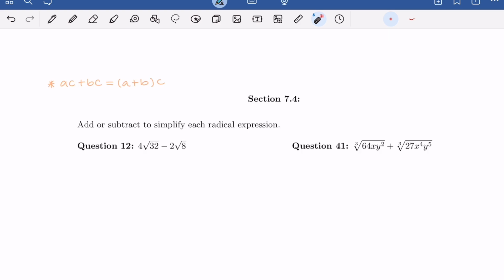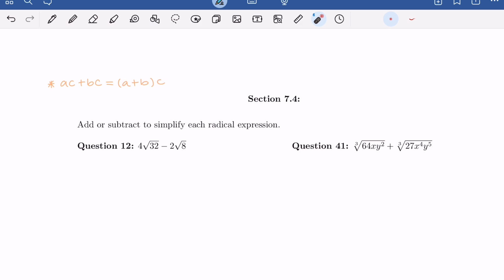All right, so this brings us to 7.4, which is the last section in this video. We're going to be adding and subtracting radical expressions. We're going to do so using our distributive property, which says that a times c plus b times c is the same thing as a plus b times c. So this c here is being distributed to both of these terms.